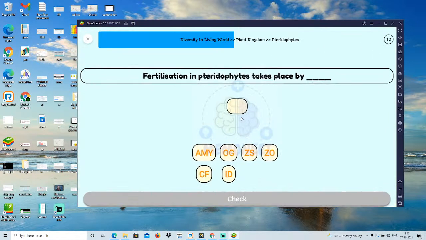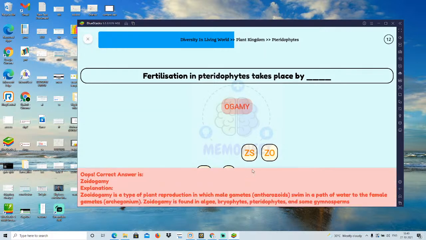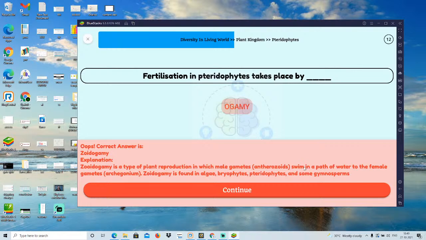True. So fertilization in pteridophytes takes place by, oh, what could be the answer? It is getting interesting. I think it's oogamy. Zoidogamy is the type in which male gametes swim through a path of water to female gametes. Zoidogamy is found in algae, I think. Okay, it's pretty confusing here. We will talk about this question later.